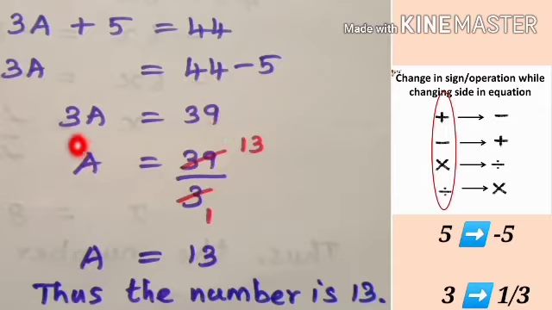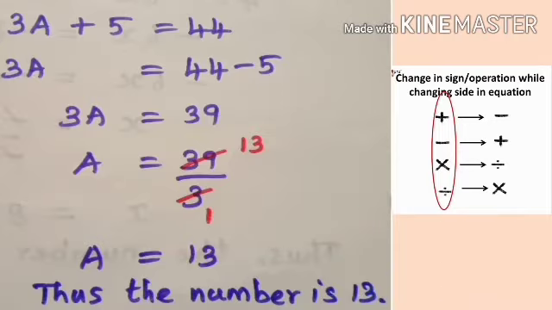And here 3, when it crosses the equal to sign, it becomes 1 by 3. That is 39 by 3. So now cancelling 39 and 3 by using the third table, which is 13. And here it is 1. So a is equal to 13. Thus the number is 13.